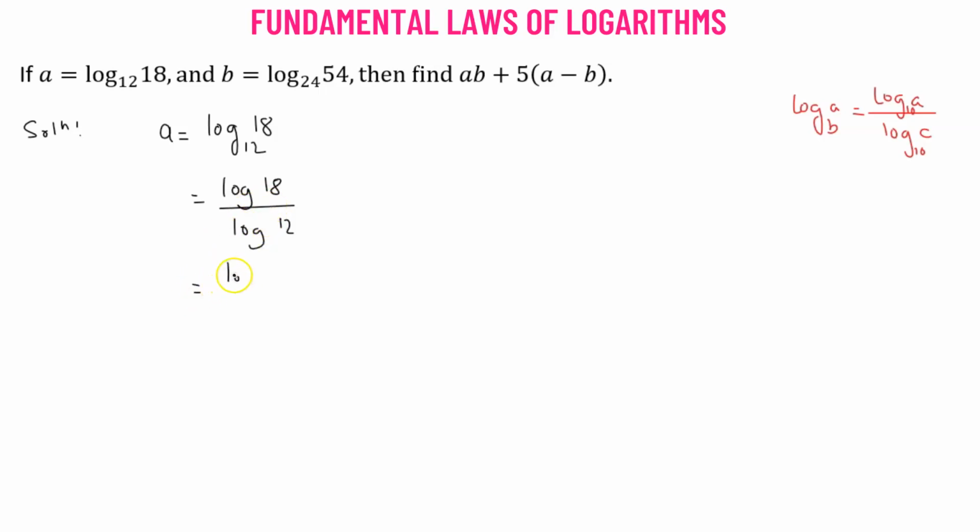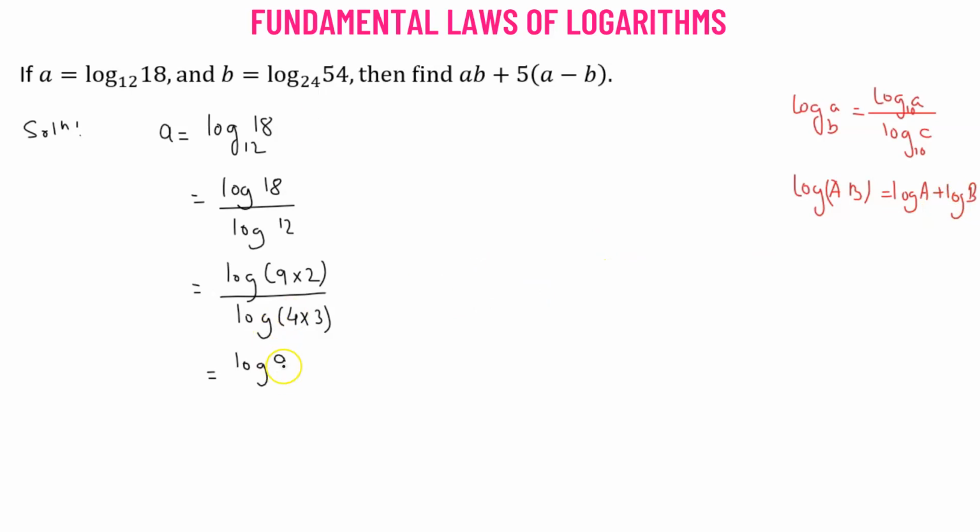Now 18 is 9 times 2, and 12 is 4 times 3. We will now use the property of logarithm that log of a times b equals log of a plus log of b. This gives us log of 9 plus log of 2 divided by log of 4 plus log of 3.